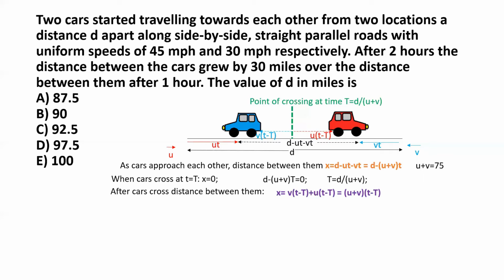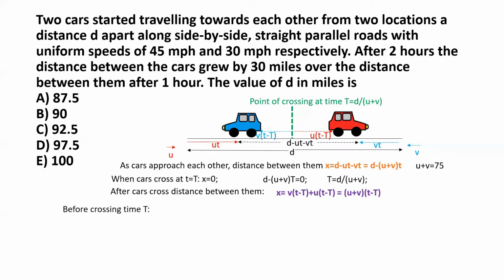So if I set in the purple equation, if I set small t minus capital T as 1, then I have x is equal to u plus v. So that's the rate at which the distance between the cars will grow after the time point of crossing. So that's also equal to u plus v, and we know u plus v is 75.